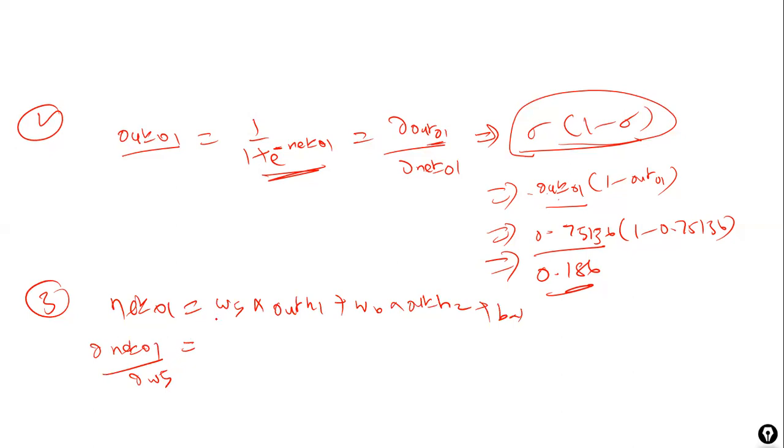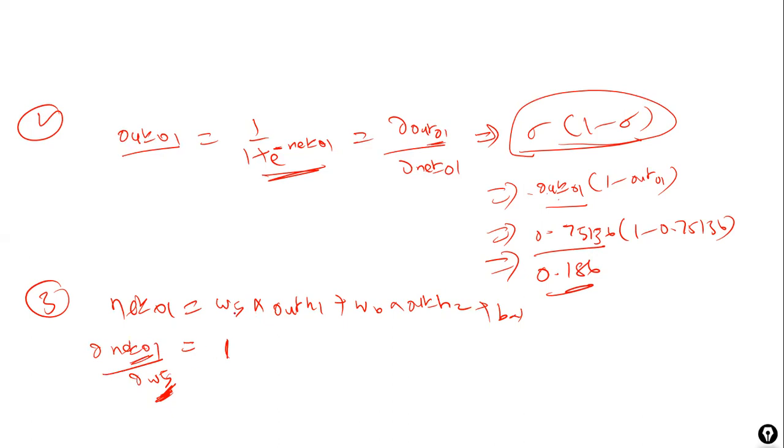We are taking the partial derivative with respect to W5. What is the coefficient of W5? 1 into W5 is W5. Whenever you take the partial derivative with respect to a specific value, in this case W5, you need to look at W5 and what other value is attached to it. When you take the partial derivative of net O1 with respect to W5, you need to check where W5 appears.